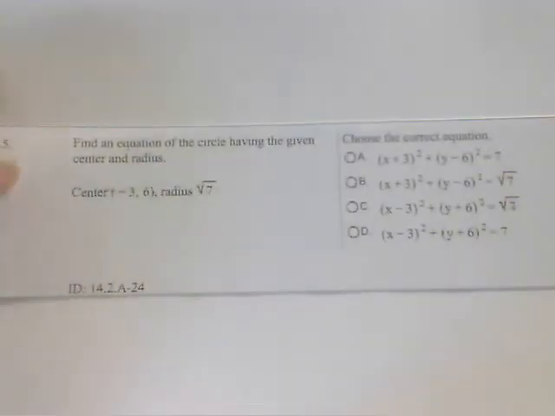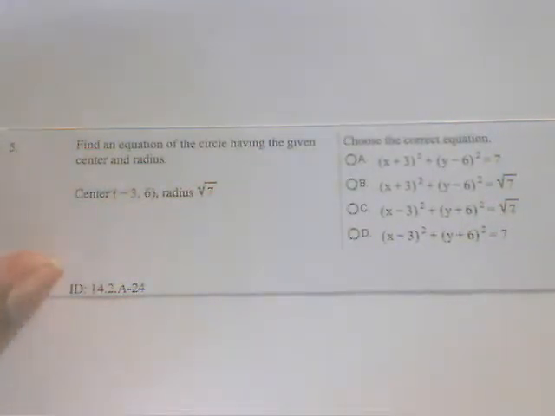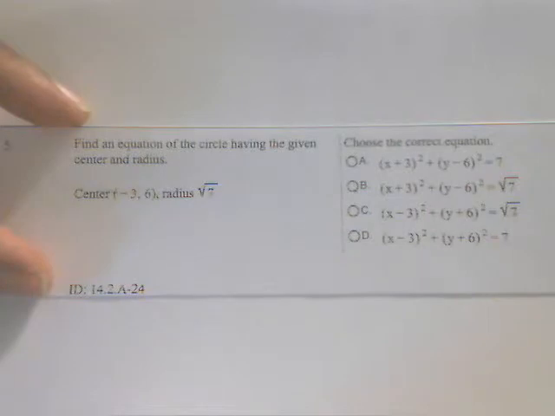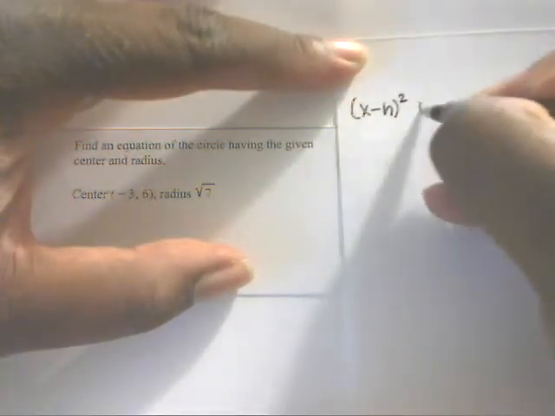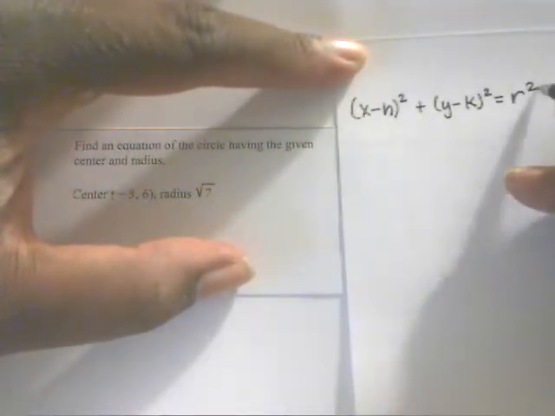Okay, problem number 5 deals with the equation of a circle. And here you want to find the equation of a circle having the given center and radius. Here the center of this particular circle is -3, 6, and the radius is the square root of 7. Here the formula for finding the equation of a circle given the radius and the center is this: x minus h quantity squared plus y minus k quantity squared is equal to r squared.